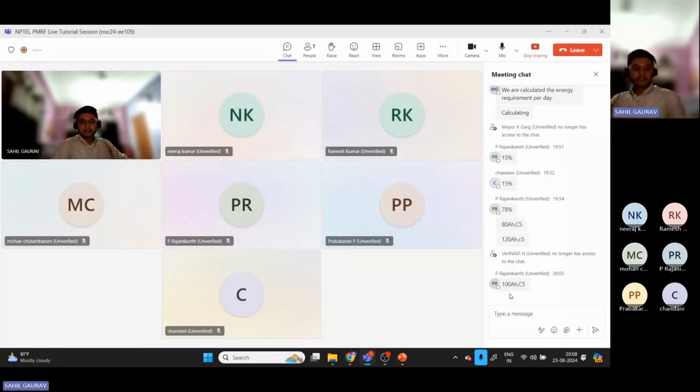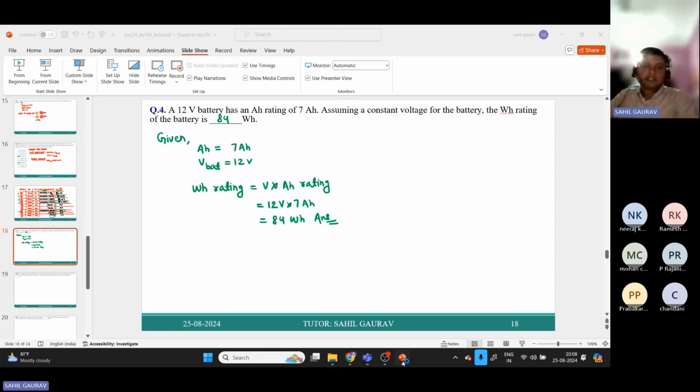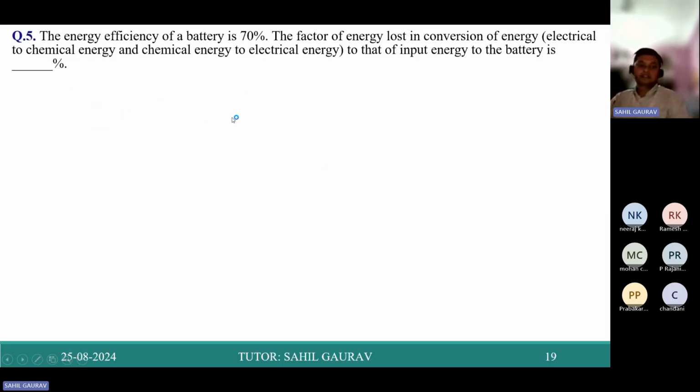Yes, 100 ampere hour C5. Correct, Rajnikant, so this was true for the previous problem. Now for this problem, 84 watt hour is the correct answer. If you see, this assignment is not that tough. You just have to understand the basic concept of the battery parameters and how you can size the PV array and the battery based on the load requirement and the given conditions. Now let us come to the next problem.